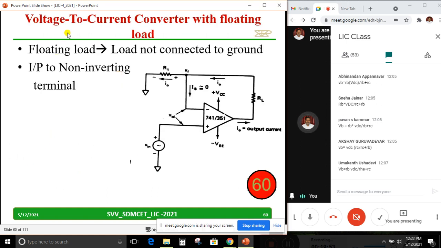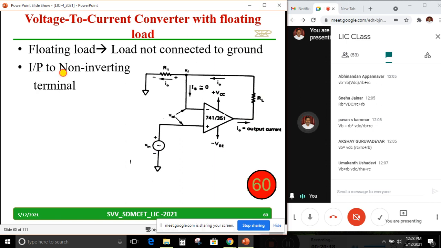So, voltage to current converter with a floating load. Floating load means what, sir? Load is not connected to the ground. In this diagram, this is the RL, it is not connected to the ground. Hence we call it floating. In another case we connect the load to the ground, but that case is not there in the syllabus. Now we will talk only about this.